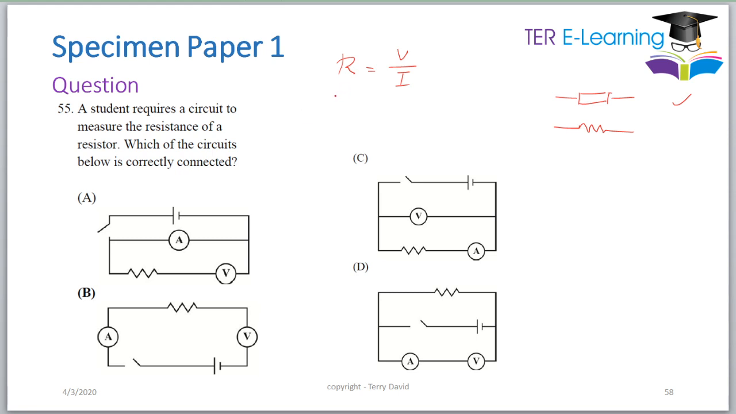So I need to have something looking like this. I need to measure the current, so I need an ammeter in series with the resistor. And I need a voltmeter that is measuring the voltage across the resistor, right? So which diagram gives me that? The only one that seems to be giving me that is C, right? Give me 1 sec.